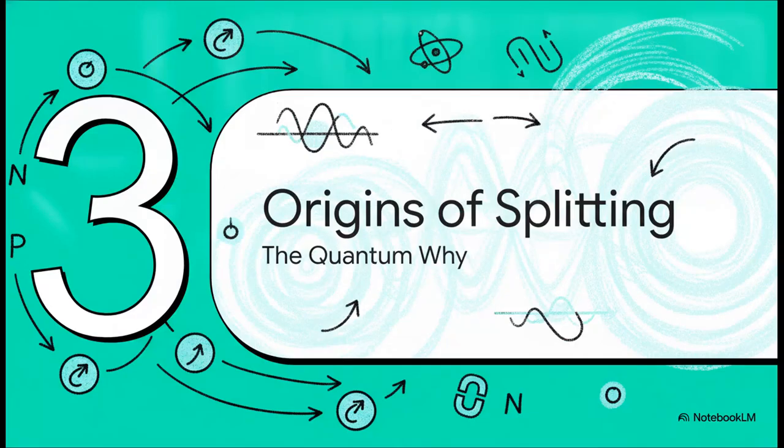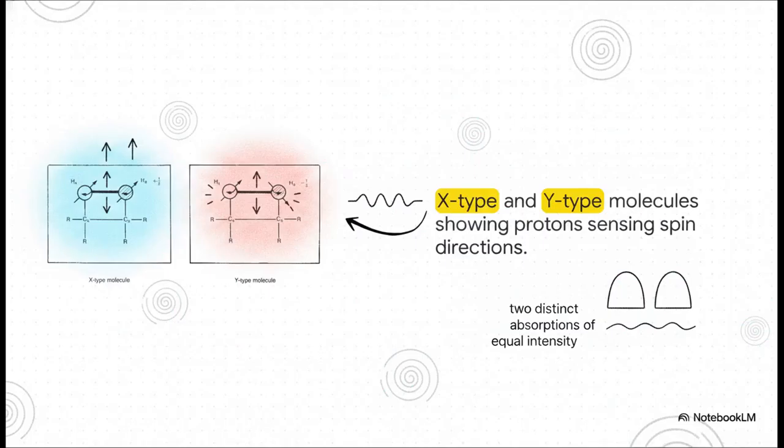Let's get into part three, origins of splitting, or the quantum why behind all this. The crucial point here is understanding why these neighbors cause this splitting in the first place. At the quantum level, a hydrogen on carbon A, let's call it H sub A, senses the magnetic spin direction of the hydrogen on the adjacent carbon B. Remember, proton B can be spinning in one of two ways. It can be aligned with the magnetic field, which is a lower energy state of +1/2, or opposed to the field, which is a higher energy state of -1/2.